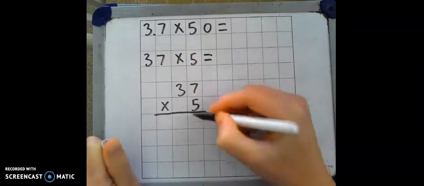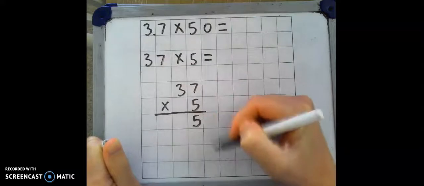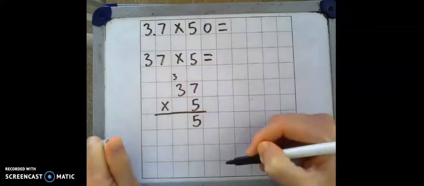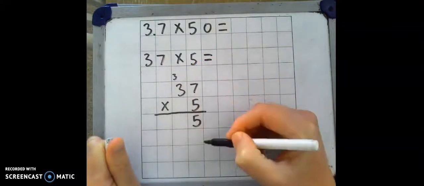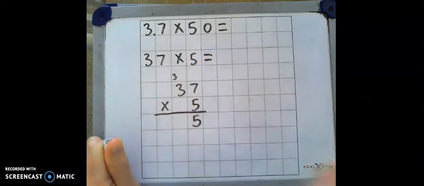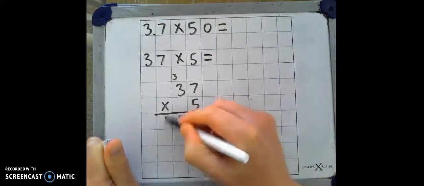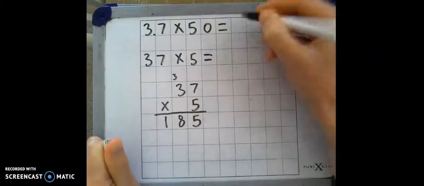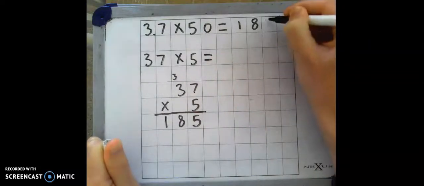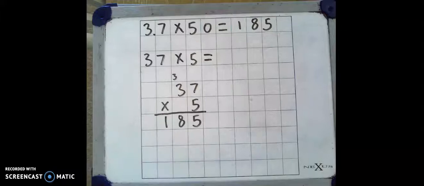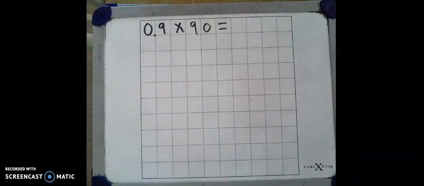5 times 7 is 35. 5 goes in there, 3 over there to add on in a moment. 5 times 3 is 15, plus 3 is 18. 3.7 times 50 is 185.